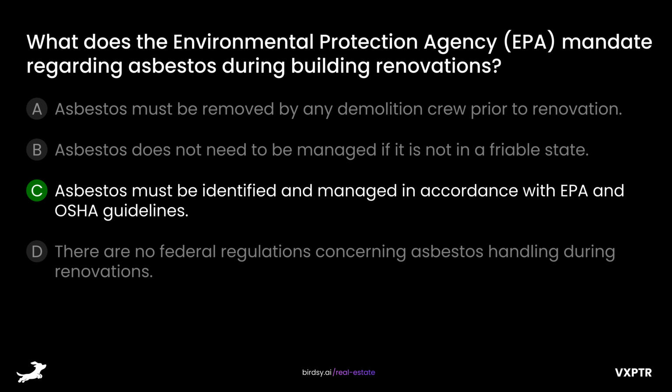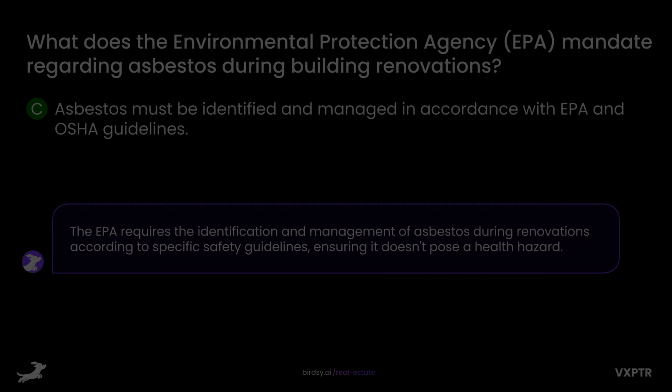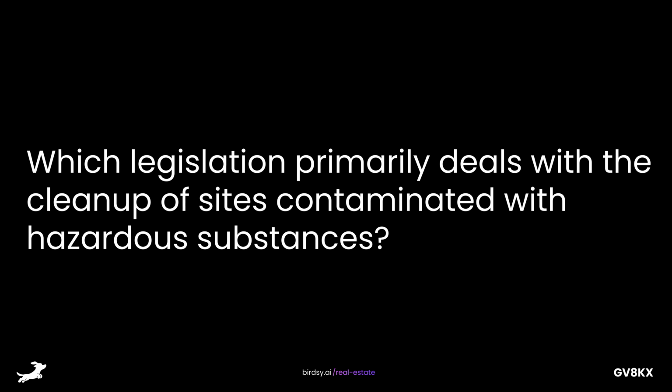The answer is C, asbestos must be identified and managed in accordance with EPA and OSHA guidelines. The EPA requires the identification and management of asbestos during renovations according to specific safety guidelines, ensuring it doesn't pose a health hazard. Which legislation primarily deals with the cleanup of sites contaminated with hazardous substances?